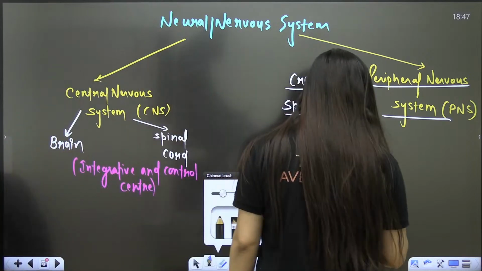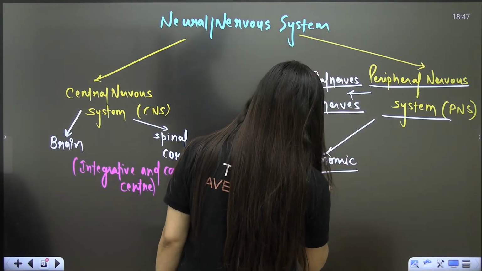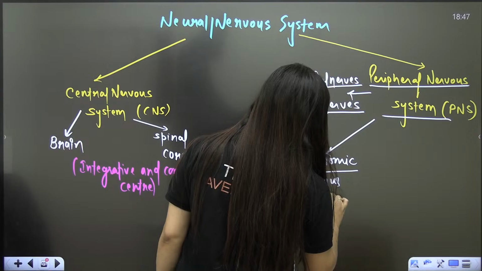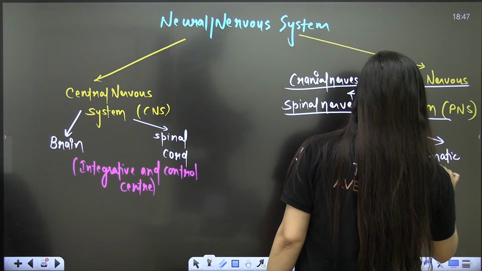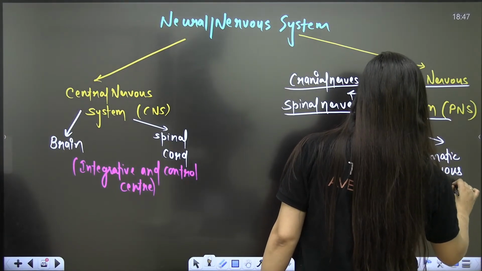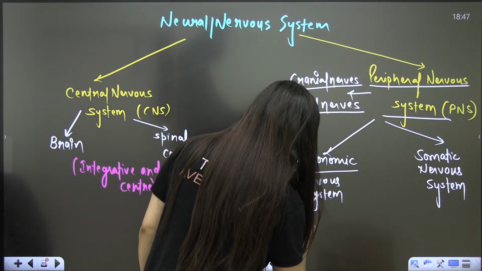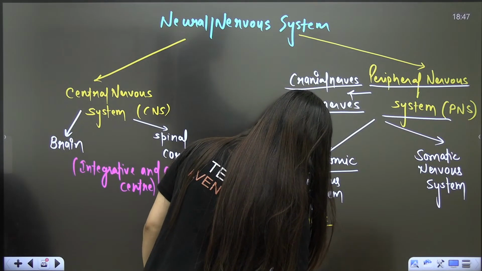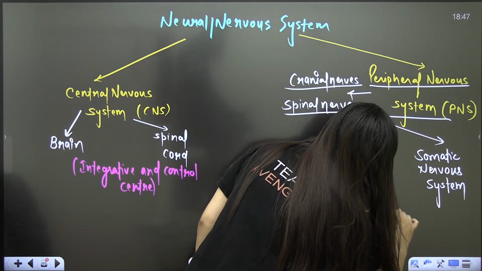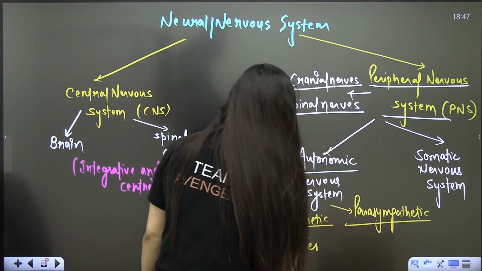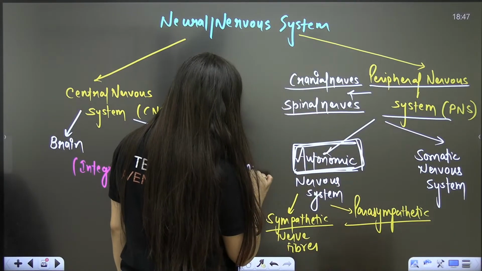And basically, how do we divide this peripheral nervous system? We are going to talk about the autonomic nervous system here and the somatic nervous system here. In the autonomic nervous system you have sympathetic nerve fibers and this one is parasympathetic, right? Parasympathetic. So when you are talking about the autonomic, you are talking about the involuntary things.